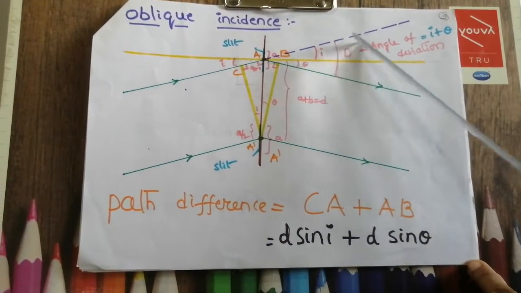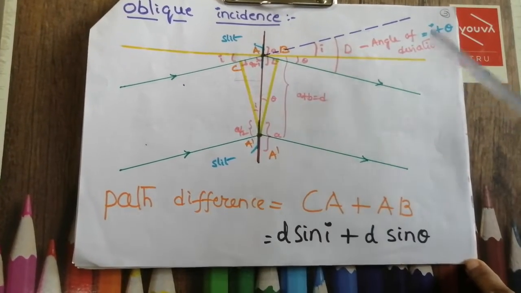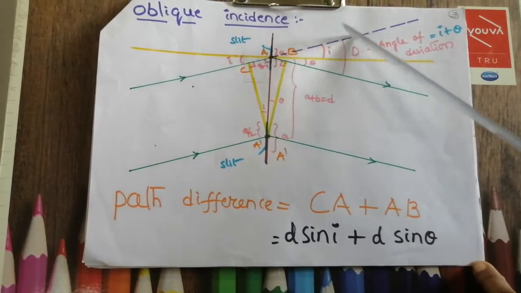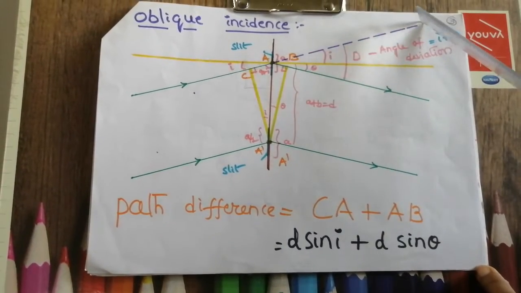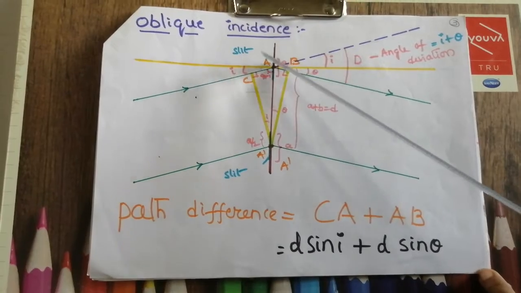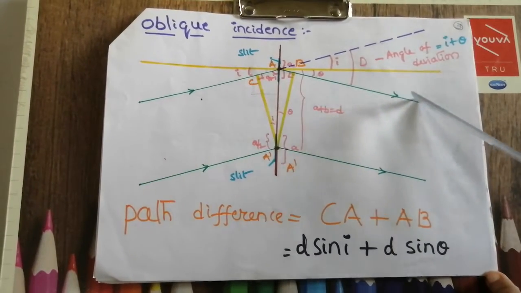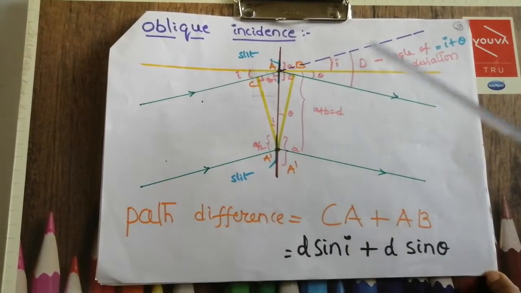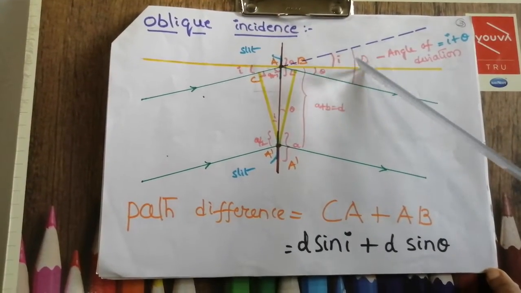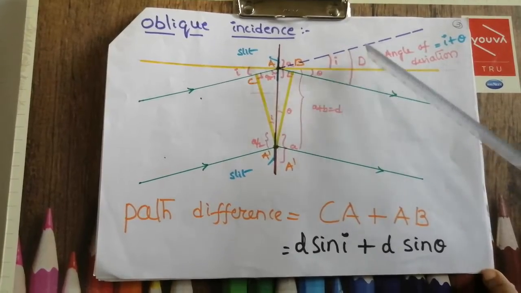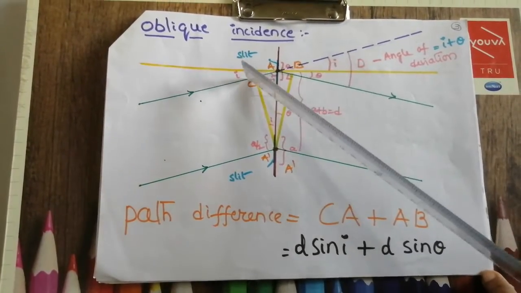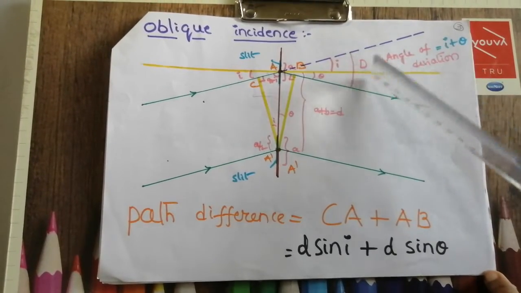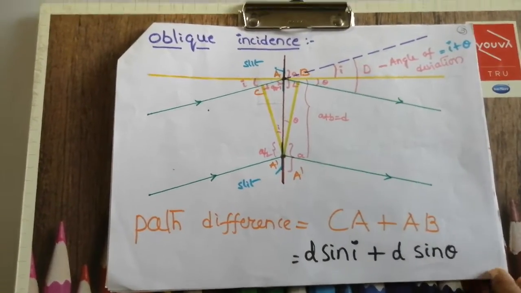And this capital D is the angle of deviation. Why? Because if there is no grating, this light ray travels in this direction. That means it is the undeviated ray. Because of the grating, it is diffracting with some angle theta. So the total angle between this diffracted ray and the undeviated ray is known as the angle of deviation. These two angles are the same, so D = I + theta.